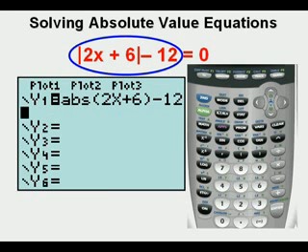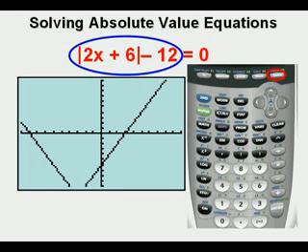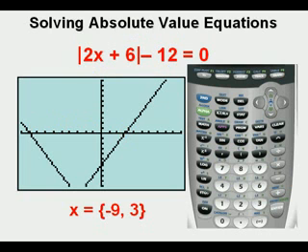Now subtract the 12. We graph by hitting the graph key, or zoom, then 6. And this is what it looks like. We count from the y-axis, or the origin, to the left. It looks like one solution is -9. The one on the right looks like 3. So it looks like the solution set is -9 and 3.